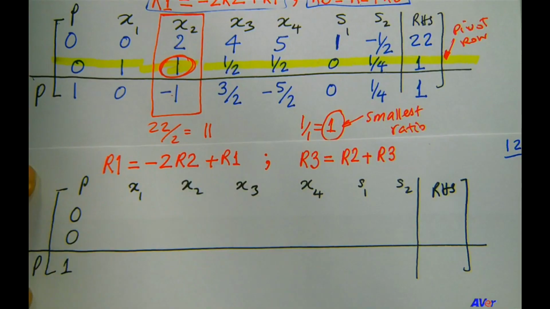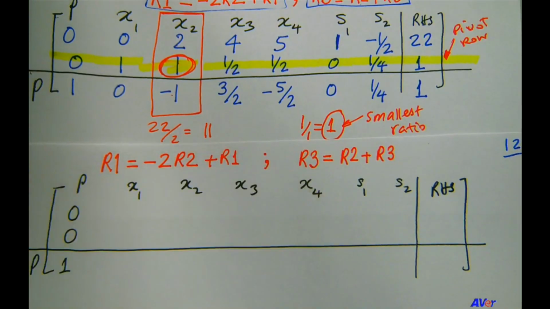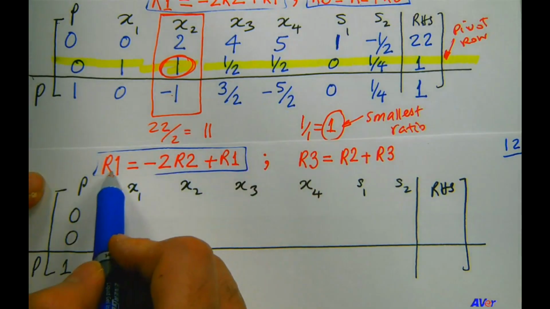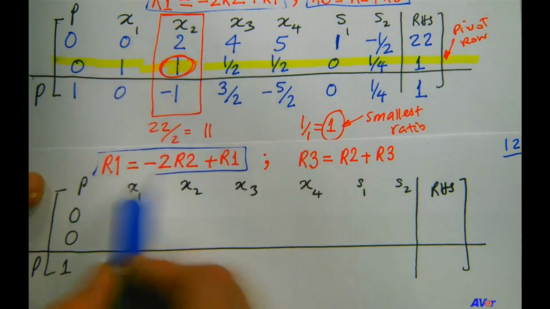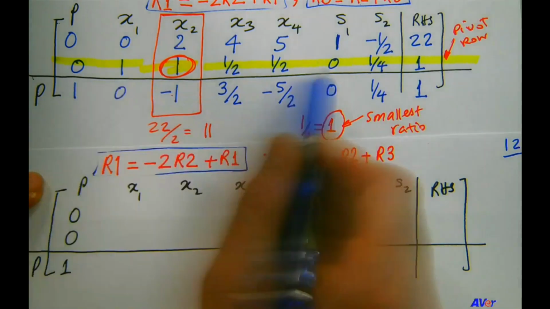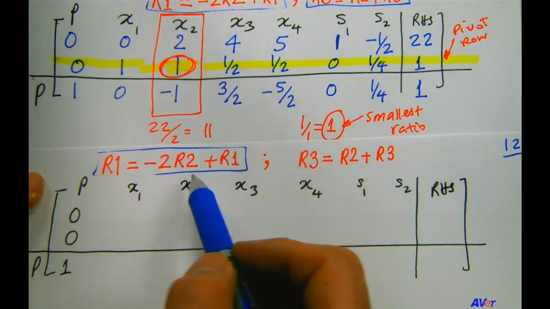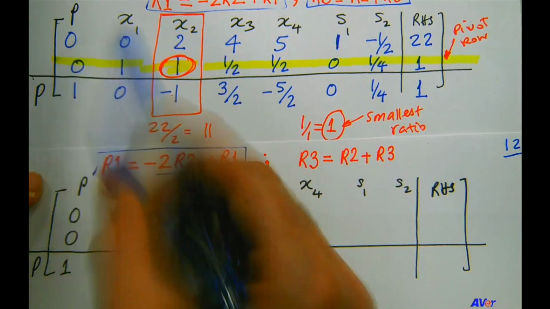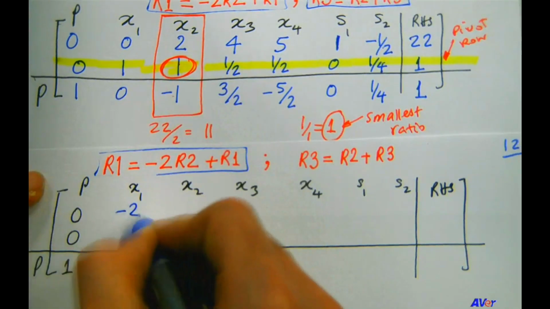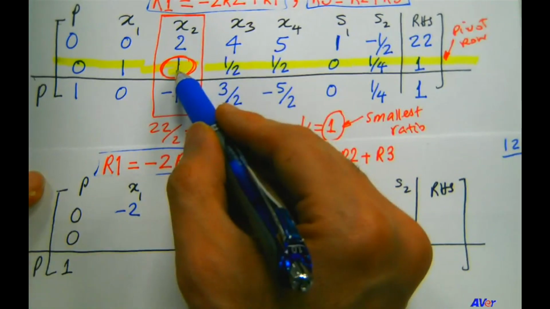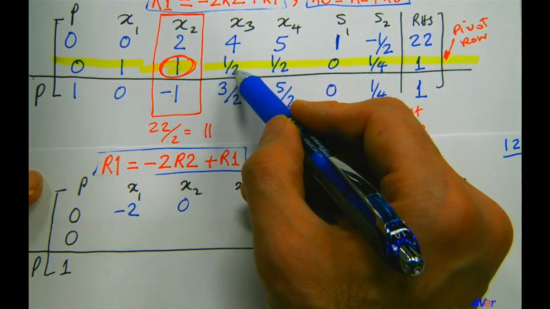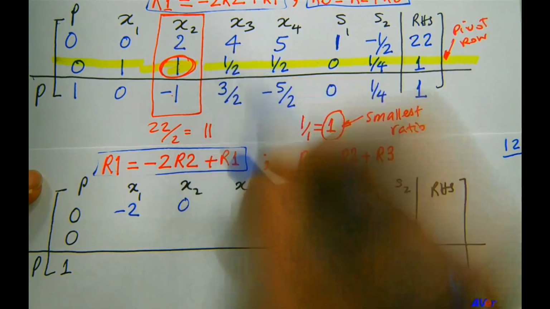Let's write it down. So let's carry out this row operation first, right? To replace row 1, we're going to multiply the second row by negative 2, that's our pivot row, and add it to row 1. So minus 2 times 0 is 0 plus 0, 0. Minus 2 times 1 is minus 2, plus 0, minus 2. Minus 2 times 1 is minus 2, plus 2, 0. Minus 2 times 1 half is minus 1, plus positive 4 is positive 3.